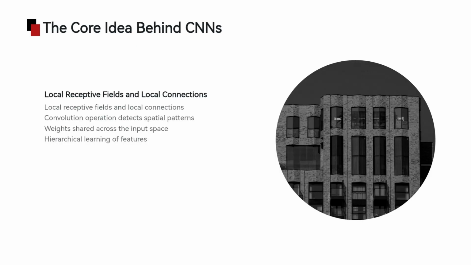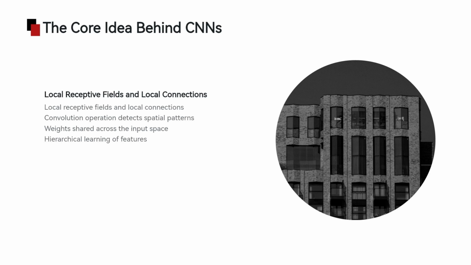The core idea behind CNNs lies in how they use local receptive fields and local connections to learn spatial patterns. In contrast to fully connected networks, where each neuron is connected to every neuron in the previous layer, CNNs connect each neuron to only a small region of the input image. This small region is called the receptive field, and it allows the network to learn local features such as edges and textures. The convolution operation, which is central to CNNs, applies a filter, or kernel, to this receptive field to detect specific patterns in the image.